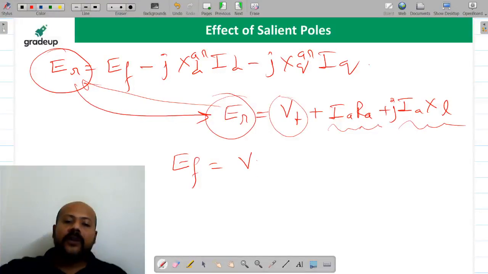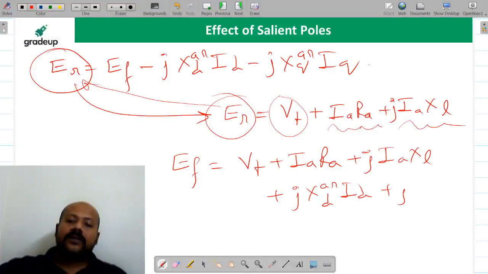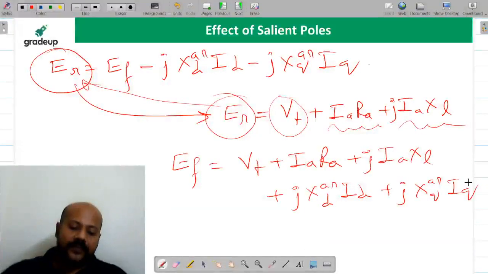So beta, you are going to get VT plus IARA plus J. What is this IA? This is going to be, beta, IAXL, and this is going to be plus JXDAR ID plus JXQAR IQ.